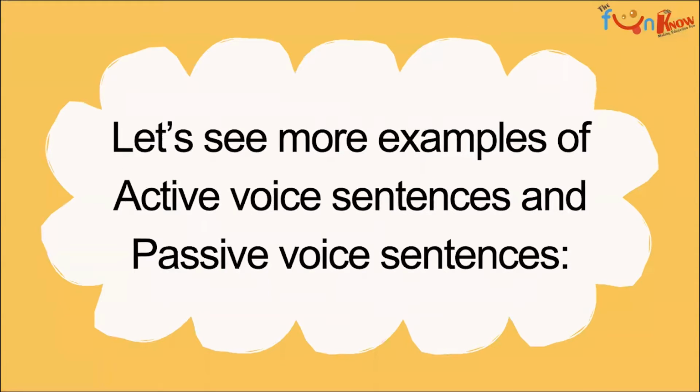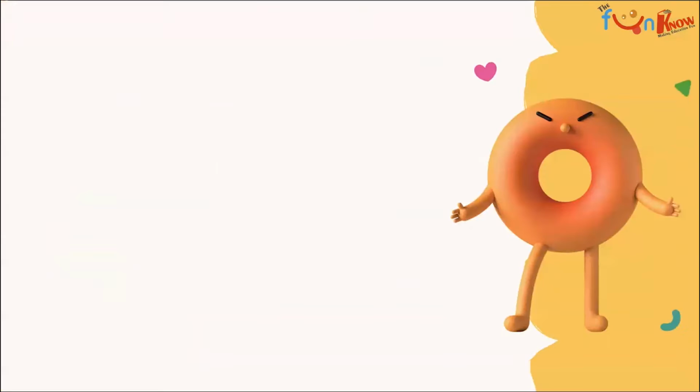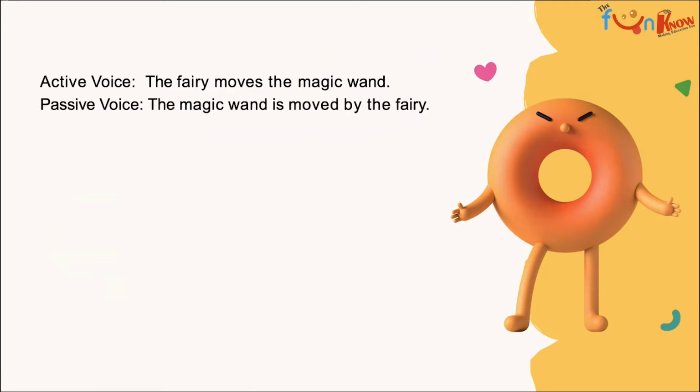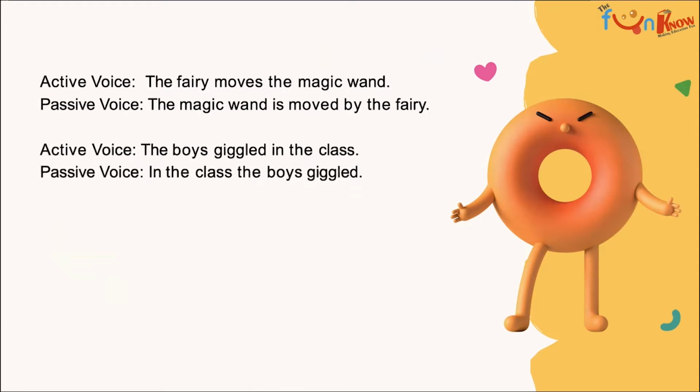Let's see some more examples of active voice sentence and passive voice sentences. In active voice, you write, the fairy moves the magic wand. Passive voice becomes, the magic wand is moved by the fairy. Active voice, you write, the boys giggled in the class. And passive voice becomes, in the class, the boys giggled.